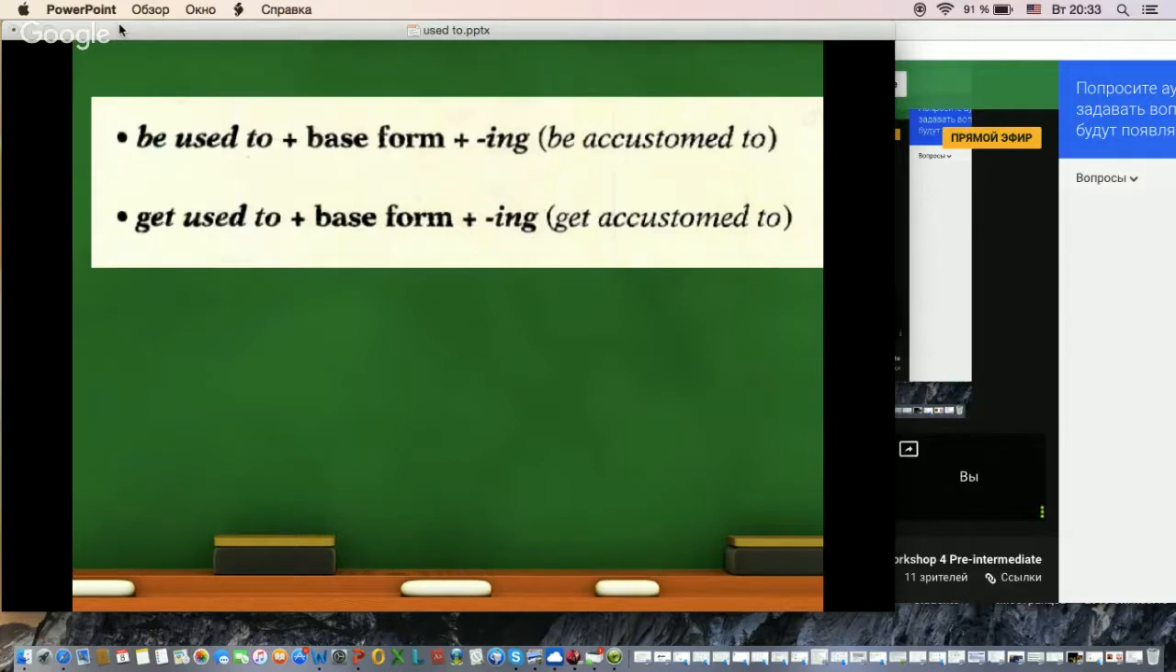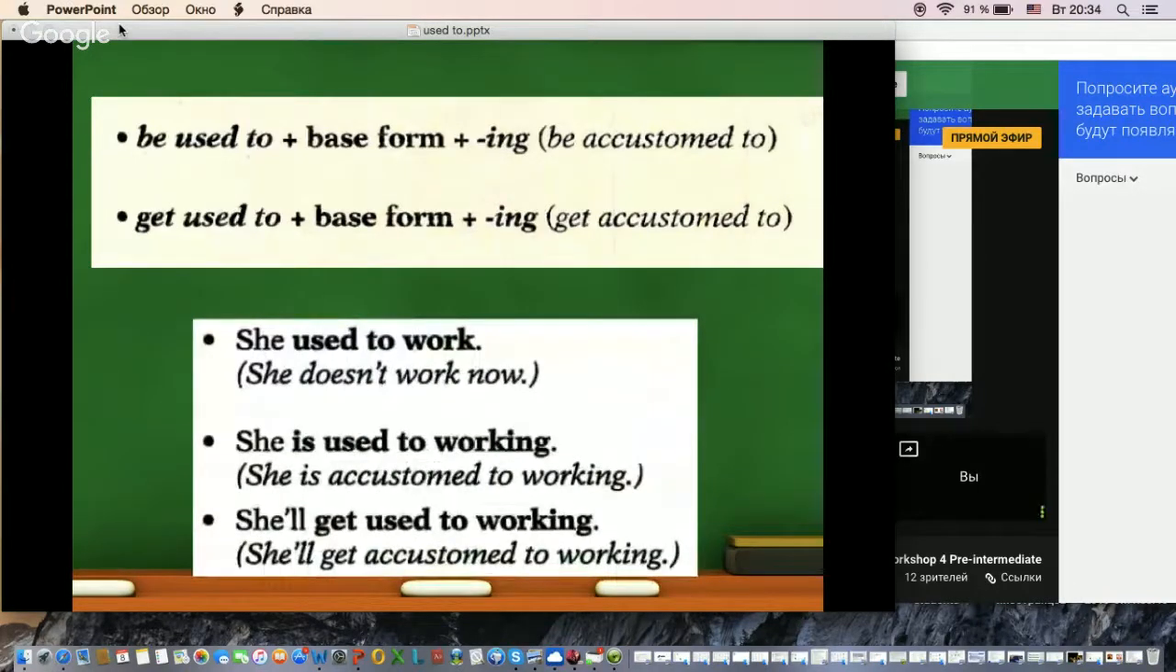So, что же касается вот данной конструкции, как мы ее строим и что она значит. So, be used to plus base form plus the verb with ing ending, and another one sounds like get used to plus the verb with ing ending. Просто набор слов, ничего не понятно, смотрим на examples и пытаемся разобраться. So, she used to work. Собственно, это пример той конструкции, которую мы ранее с вами изучали. So, it means that once she used to work, but she doesn't work any longer. То есть, so we contrast something in the past to something in the present. То есть мы противопоставляем то, что было ранее, тому, что у нас есть сегодня.